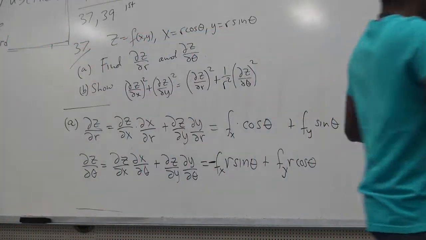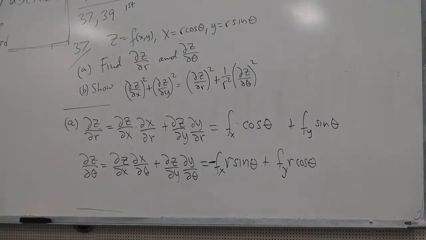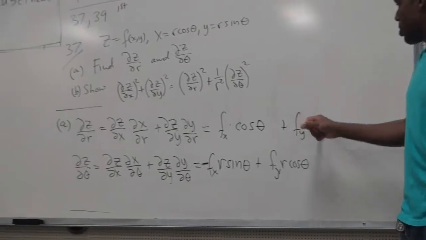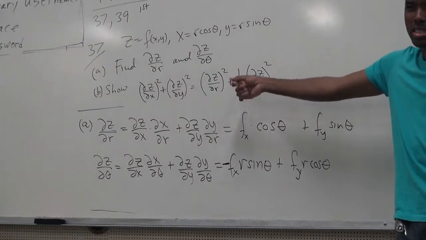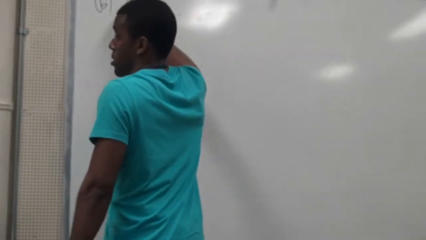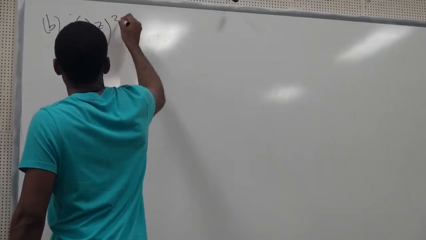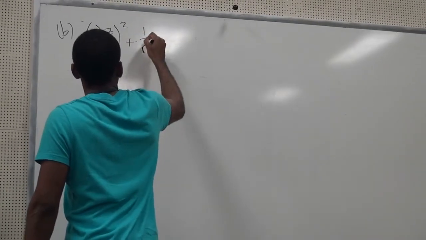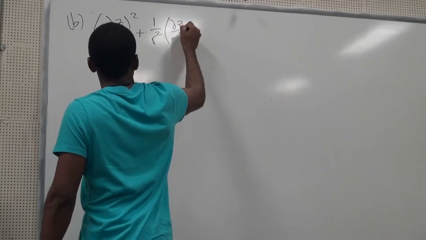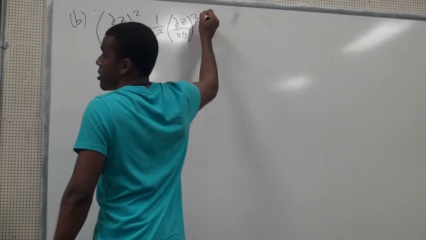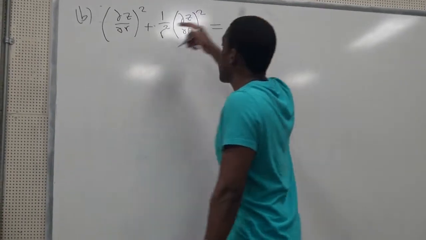Now we move on to part B. It says we have to prove this thing. Now, since I already know these guys, I'd probably start from the right side and then try to work my way to the left. So I have partial z, partial r squared plus 1 over r squared times partial z, partial theta squared. That would be equal to what? What's this squared?